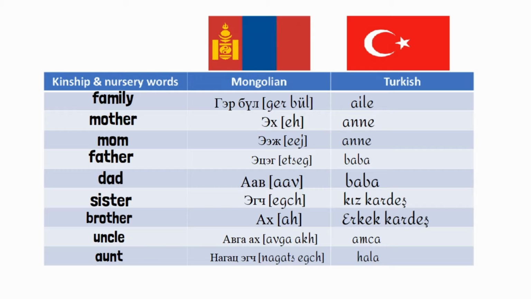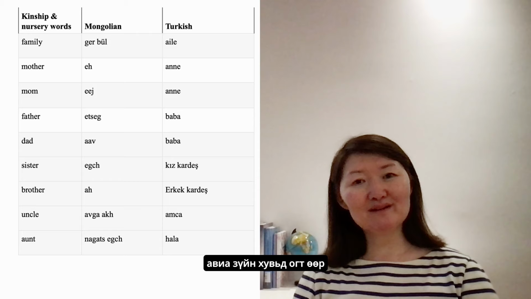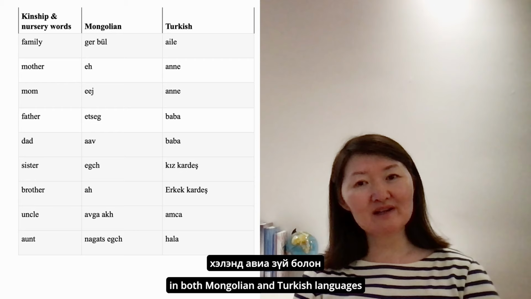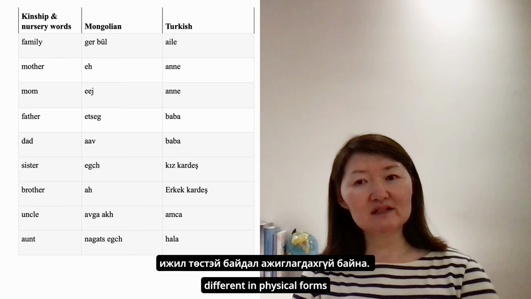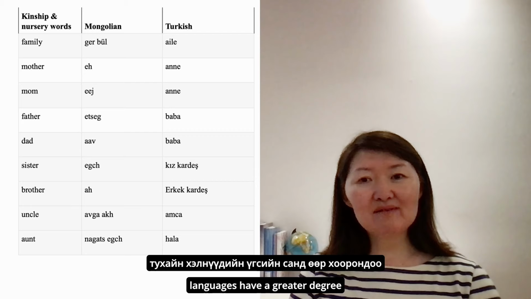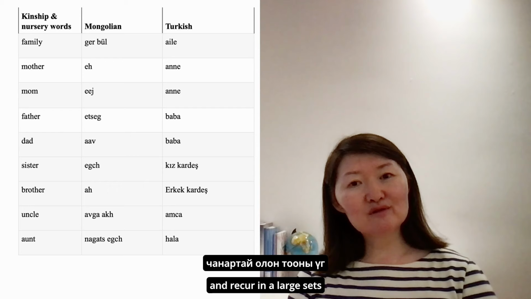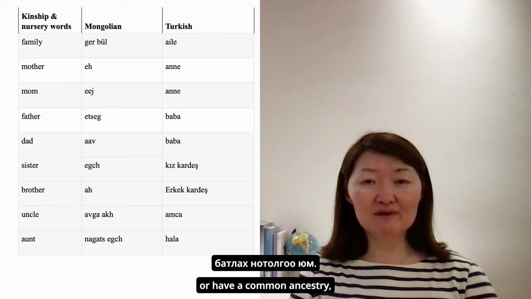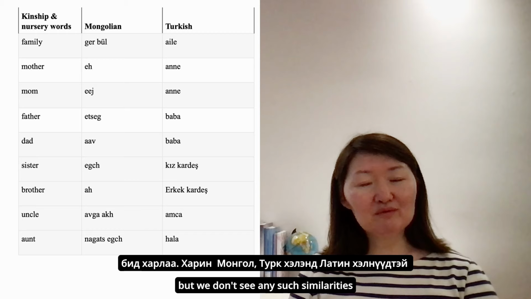We can see that the lexical classifications for family and kinship words are completely different in both morphology and phonology in Mongolian and Turkish languages. In other words, these words don't sound similar in Mongolian and Turkish and are completely different in physical forms or spelling. If the chosen languages have a greater degree of similarities that are systematic and recur in large sets of lexical items, then it provides strong evidence that those languages are related or have a common ancestry, which is the case for Latin languages, but we don't see any such similarities for Mongolian and Turkish languages.